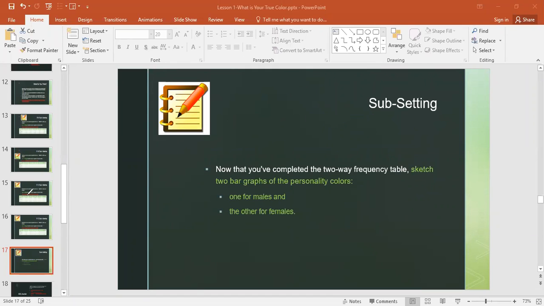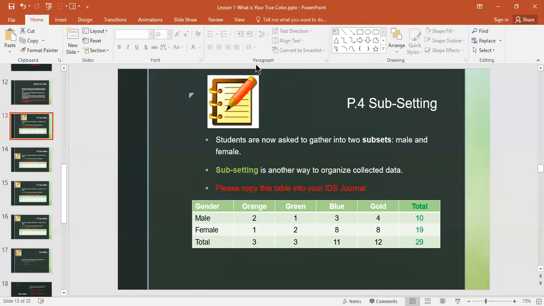I'll show you. I'm going to do the male bar graph, and I want you to then do the female bar graph. Okay, we're going to do this together. Hold on. There we go. There's our data. So here we go. I'm going to do the male bar graph.